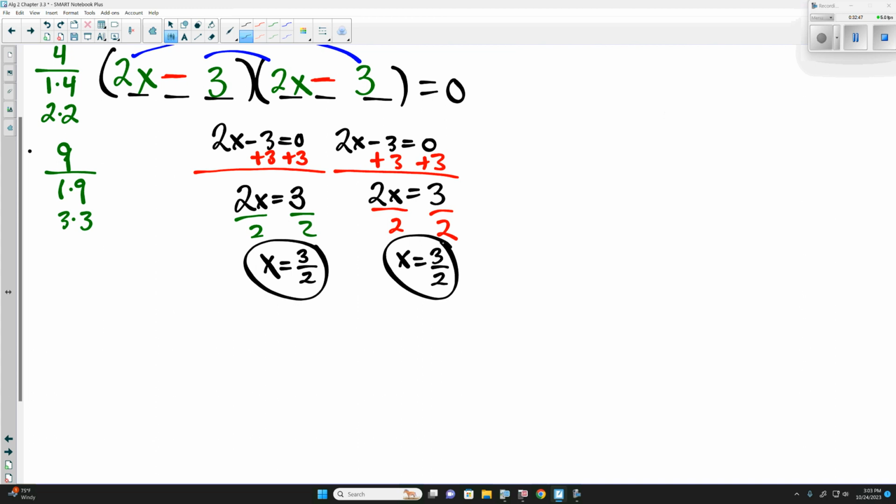We're going to stop there for today. We will finish these tomorrow.